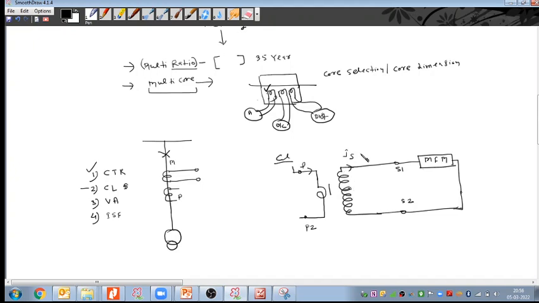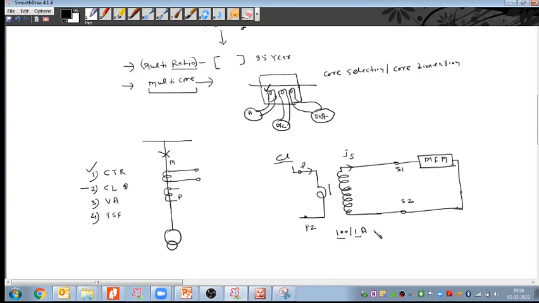So some part of the current will go to this core excitation, or we can say the core magnetization. Please try to understand, and if it is clear, please let me know so that we confirm that you got the point. So suppose we are taking 100 by 1 ampere CT. It means when the 100 ampere is flowing in the primary side, then 1 ampere should come on the secondary side.